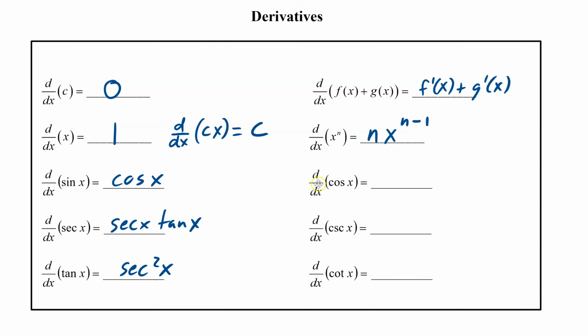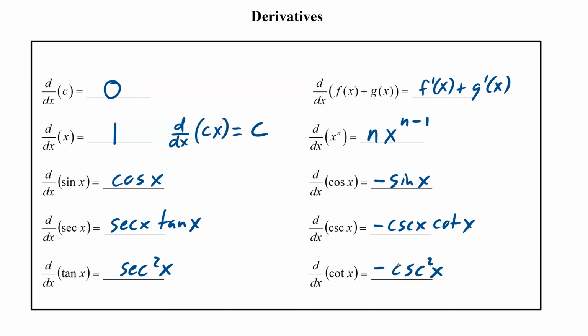And then cosine x, these were all negatives, all the co ones. So this would be negative sine x, and then we just write what we have over here. So I almost wrote tangent. Cotangent x, and then this one would be negative cosecant squared x.